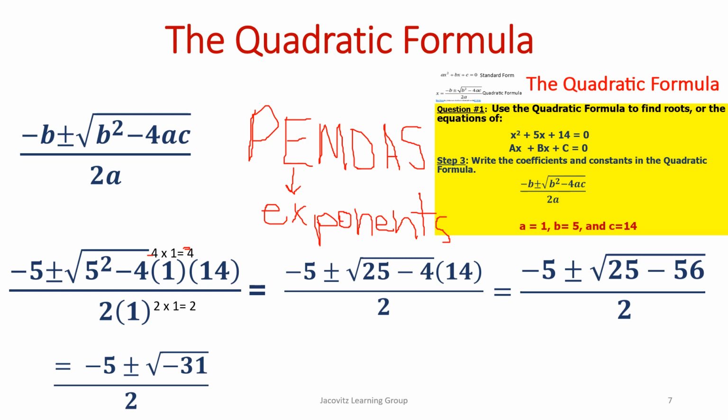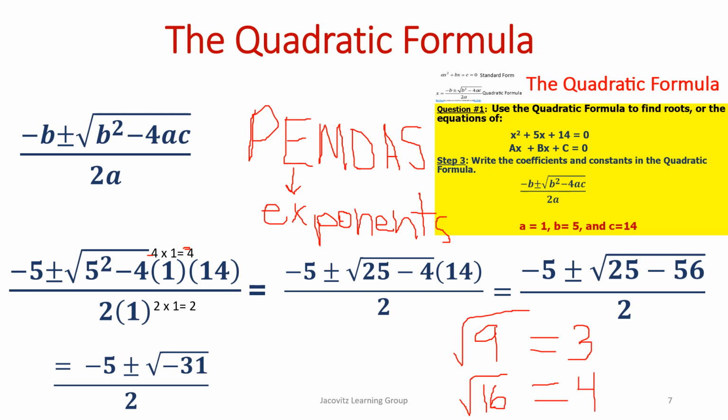Why are you leaving everything under the square root? You have to take whatever's under the square root first. So if you had the square root of 9, that equals 3. You'd have the square root of 16, that equals 4.